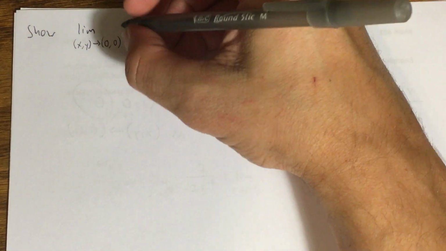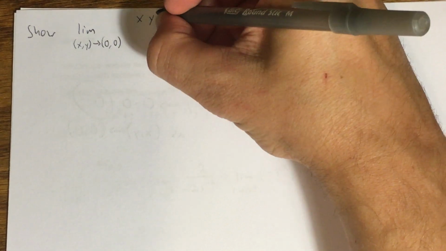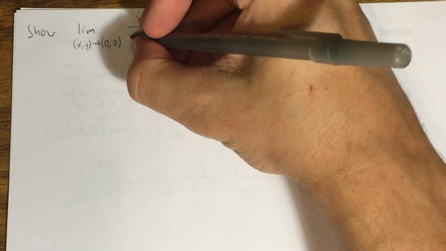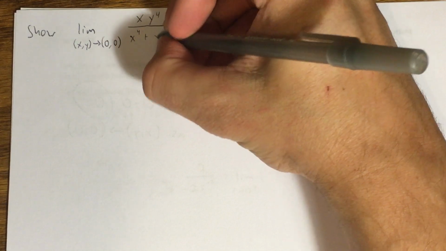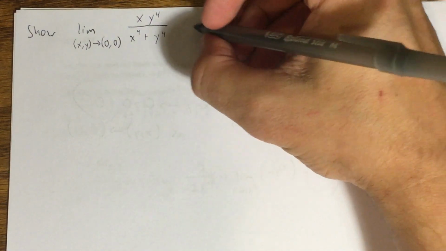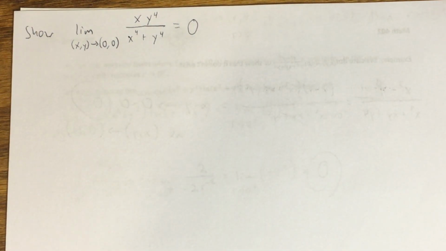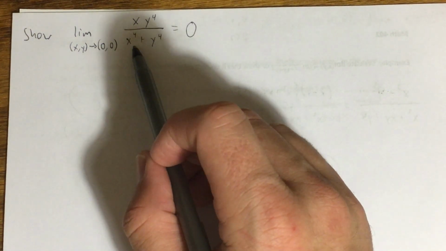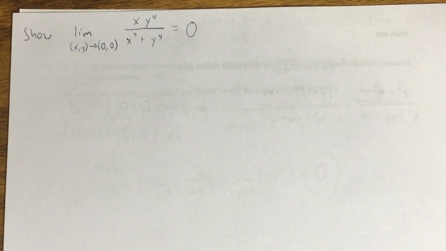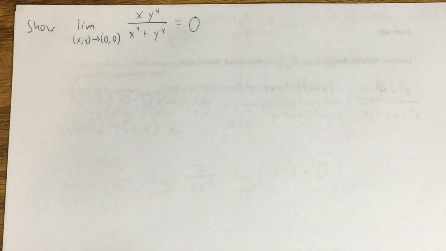We want to show that the limit as (x, y) approaches (0, 0) of x y to the fourth over x to the fourth plus y to the fourth is equal to 0. Again, the evidence suggests that if this limit exists, then it would have to be 0. Now, before trying to prove this, let's actually write out what it is we're trying to do.